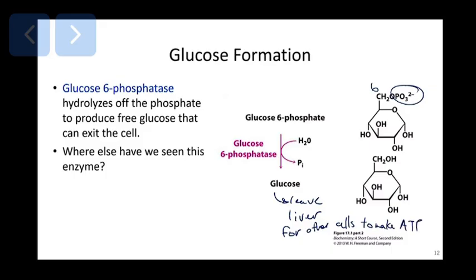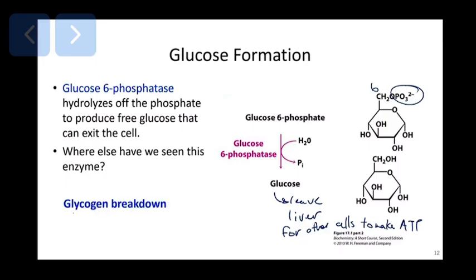Where else have we seen this enzyme? Glucose 6-phosphatase. Where else? Yeah. The opposite. Okay, so whenever we are in the liver and we are breaking down our glycogen, right, we're also going to see this enzyme.